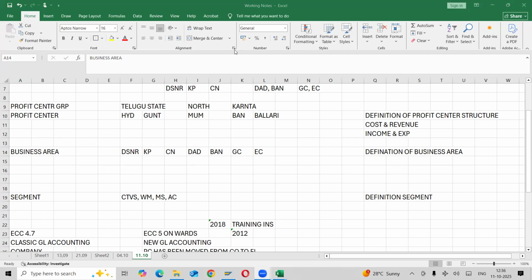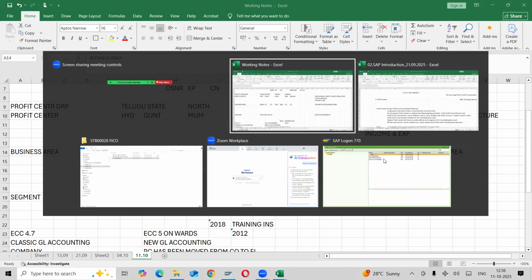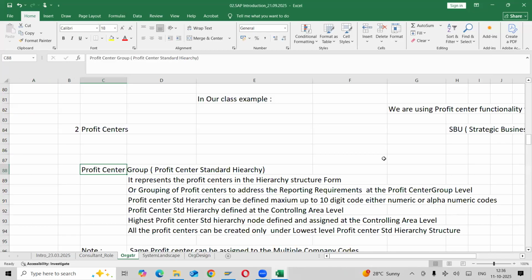Naveen, clear to me? Okay. So this structure we are going to discuss in depth again. What is profit center and all those things we will see in our future sessions. Here again, I'm just giving a hint. Profit center standard hierarchy can be defined with a maximum of 10-digit code, either numerical, alphanumeric or alpha. Anything could be. Clear?